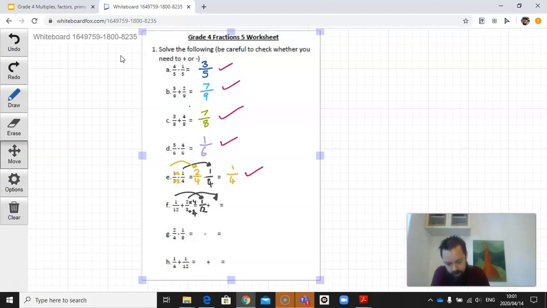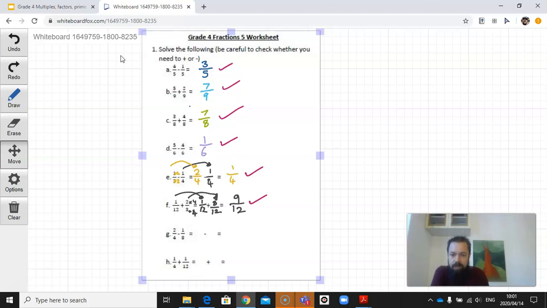Here we go. And the next one is the one that changes. And 2 times 4 is 8. 3 times 4 is 12. It's a bit messy, but I hope you can see it. Our denominators now stay the same. They stay as 12. 1 plus 8 is 9. And there's our answer.